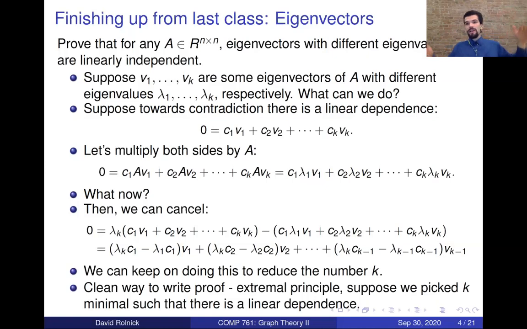The less clean way to write it is just say, keep on doing this and eventually you get one eigenvector, and clearly that is not possible to have a linear dependence with just one eigenvector. But the clean way is to use the extremal principle and say, suppose we picked k minimal at the start.